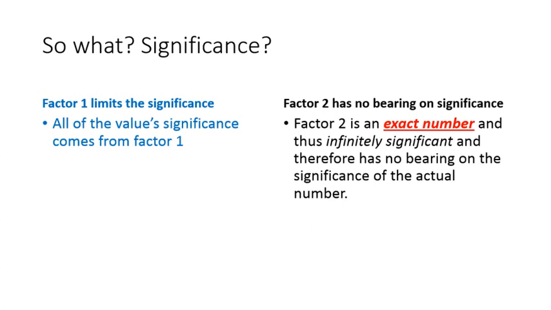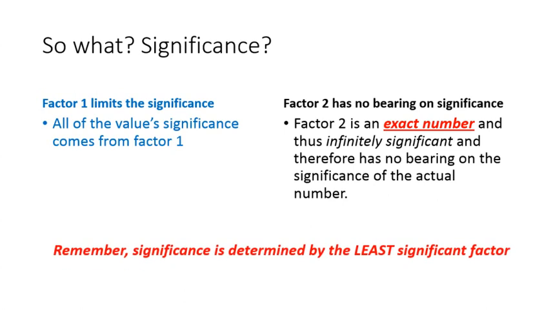If we say 10 to the second, we really mean 100.0000000000000 and so forth, right? So because factor 2 is infinitely significant, if you remember, significance is determined by the least significant factor, which will always, always, always be factor 1.